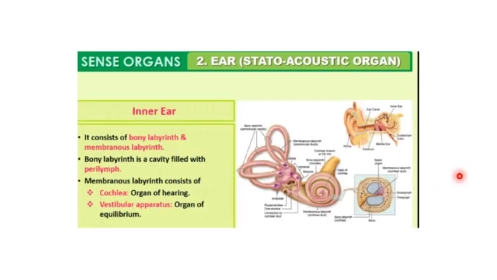The inner ear consists of the bony labyrinth and the membranous labyrinth. The bony labyrinth is a cavity filled with perilymph. The membranous labyrinth consists of cochlea, which is the organ of hearing, and vestibular apparatus, which is the organ of equilibrium, which helps to maintain the balance.